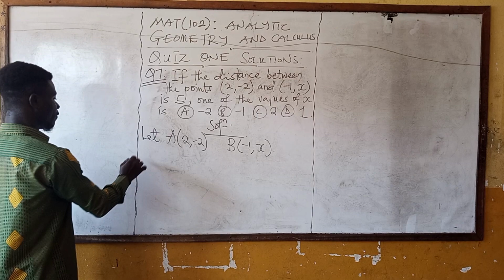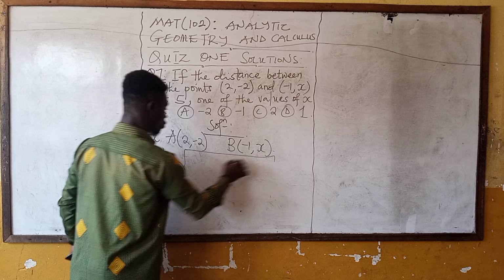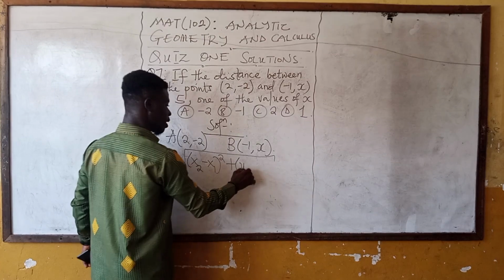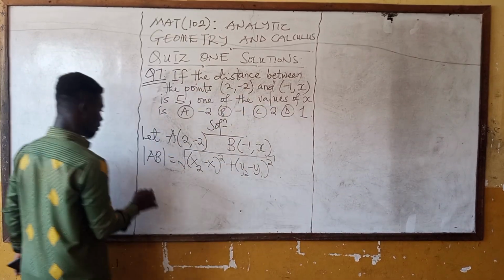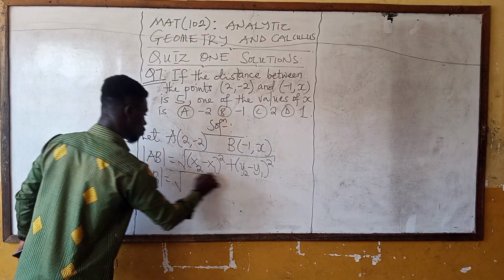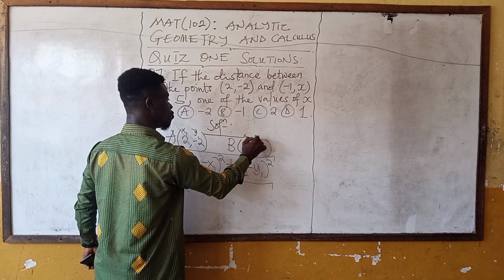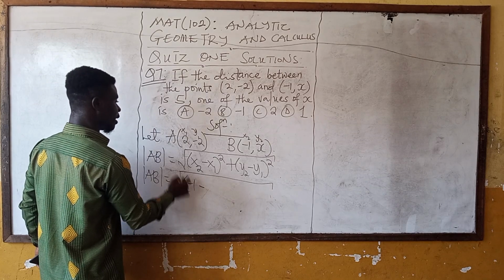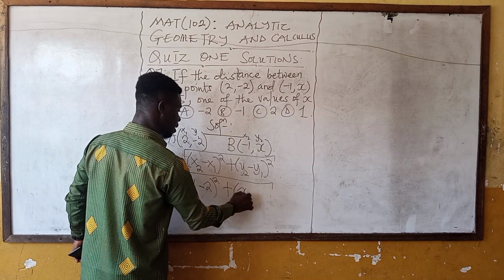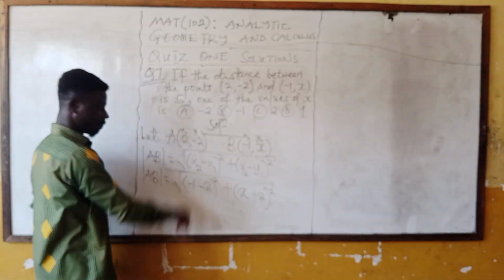So now, how do we find the distance? The distance AB must be equal to the square root of (x2 minus x1) squared plus (y2 minus y1) squared. This one is our x1, y1, x2, y2. x2 is negative 1 minus x1, which is 2, squared, plus y2 is x minus y1. So we get plus 2 because this one is negative 2.